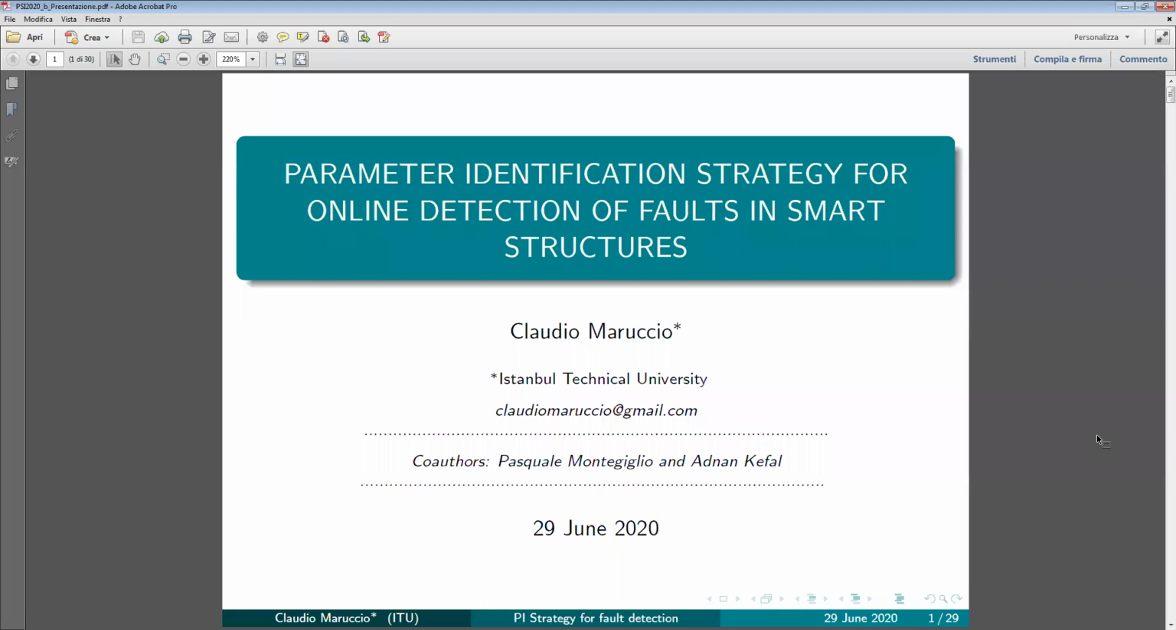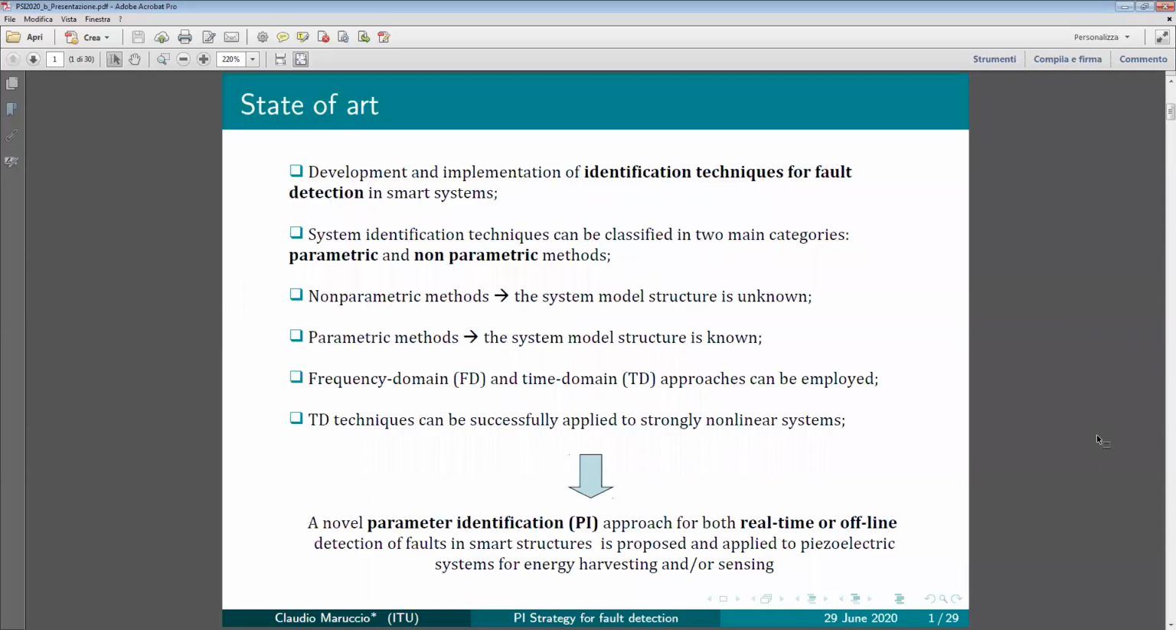The title of my talk is Parameter Identification Strategy for Online Detection of Faults in Smart Structures. This is a joint work with Pasquale Montegiglio from Technical University of Bari and Adnan Kefal from Sabanci University.